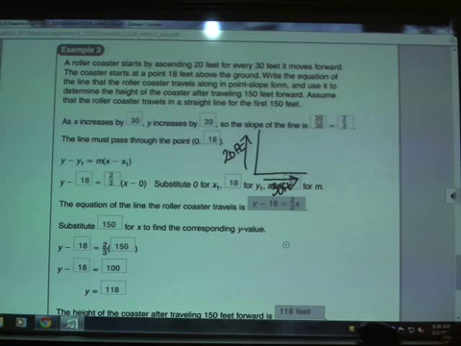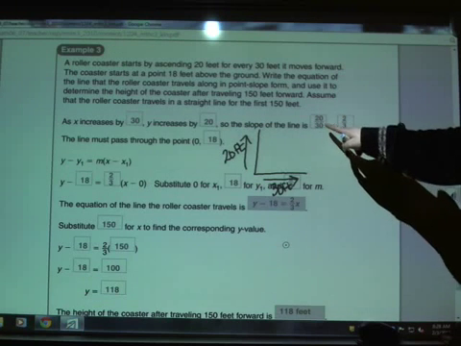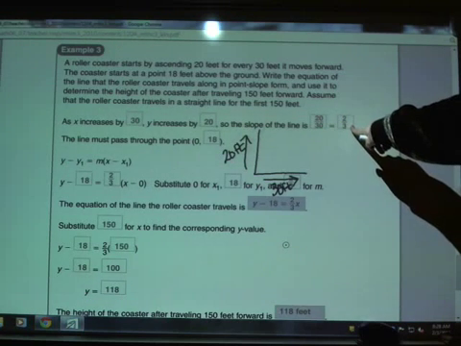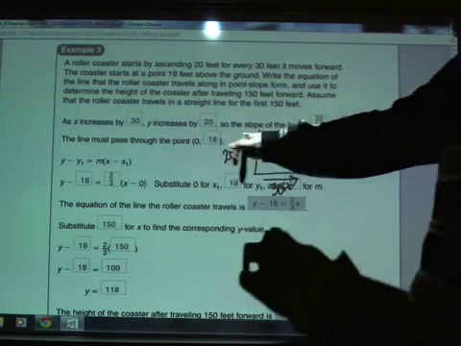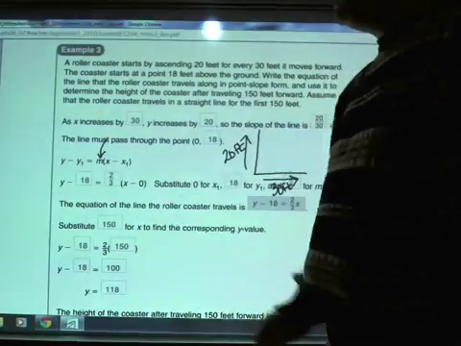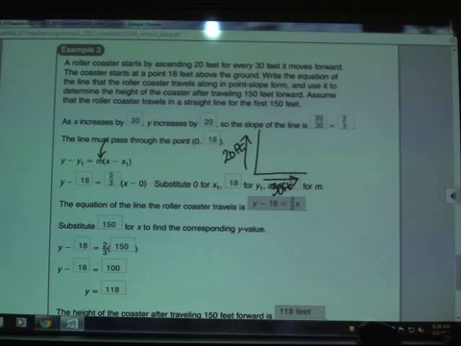Now they're showing you that slope here in the first line by writing it as 20 over 30. But of course 20 over 30 is a reducible fraction that can be reduced down to 2 over 3. So we now have m, the slope, in our point slope equation. Now the next thing they're telling us is that the line must pass through the point (0, 18).